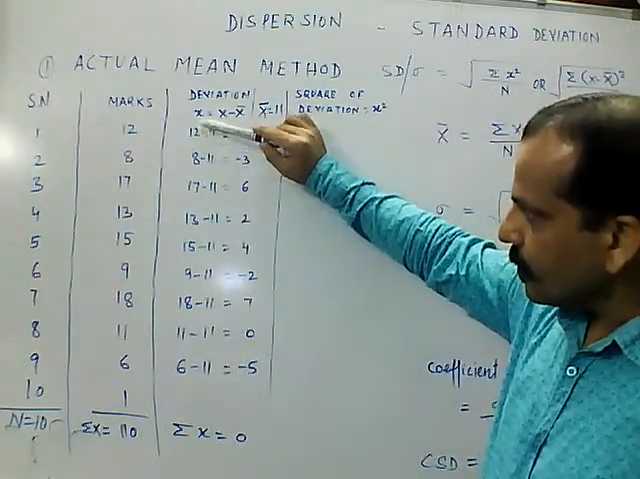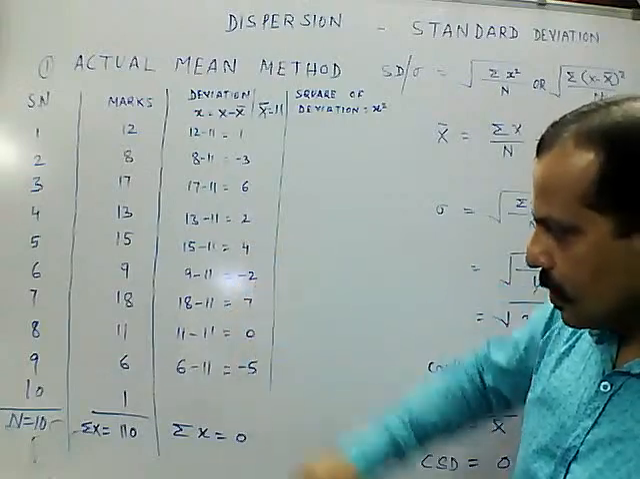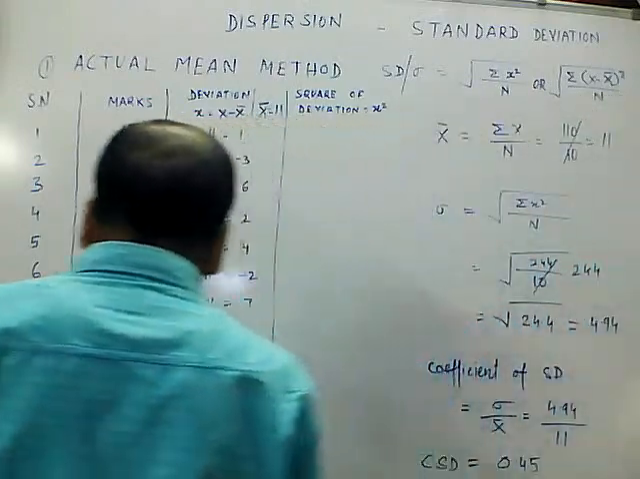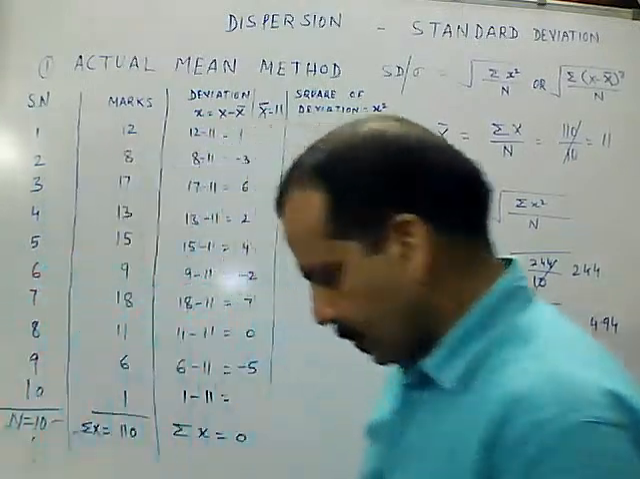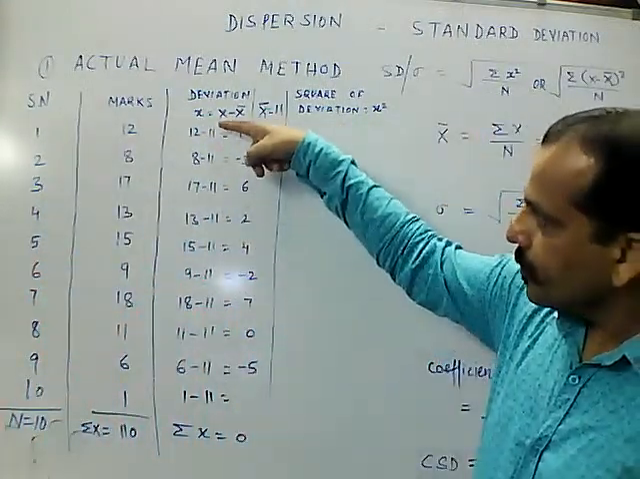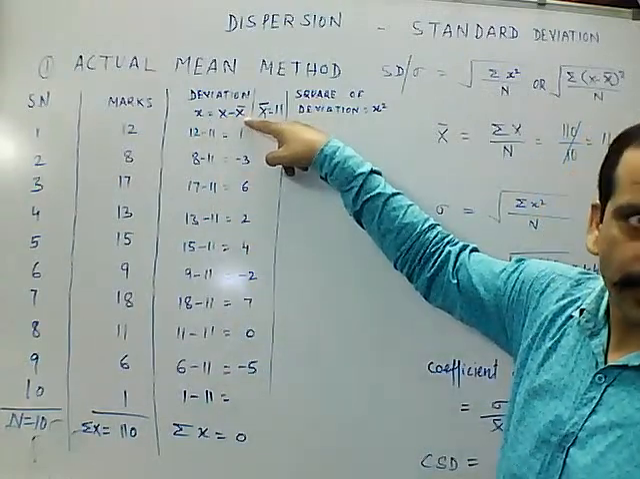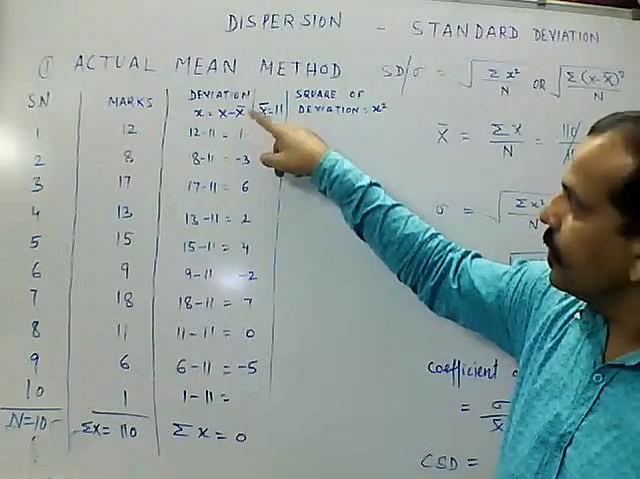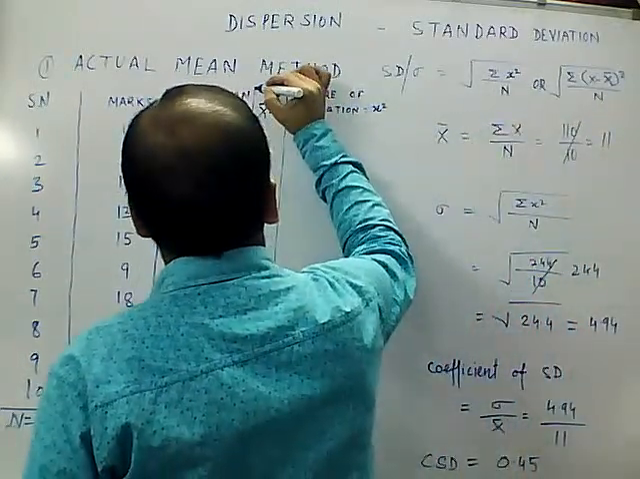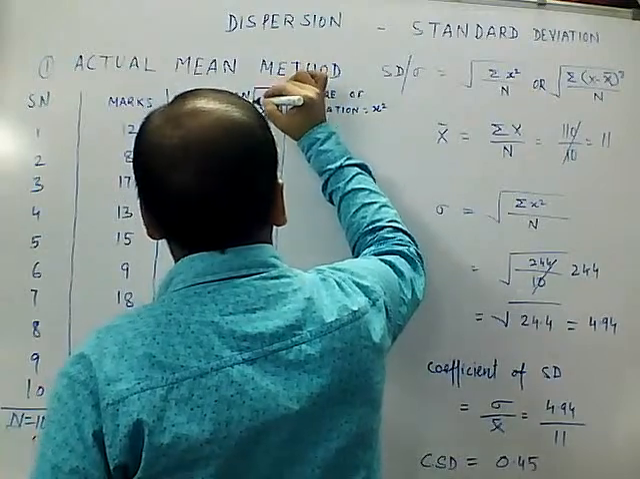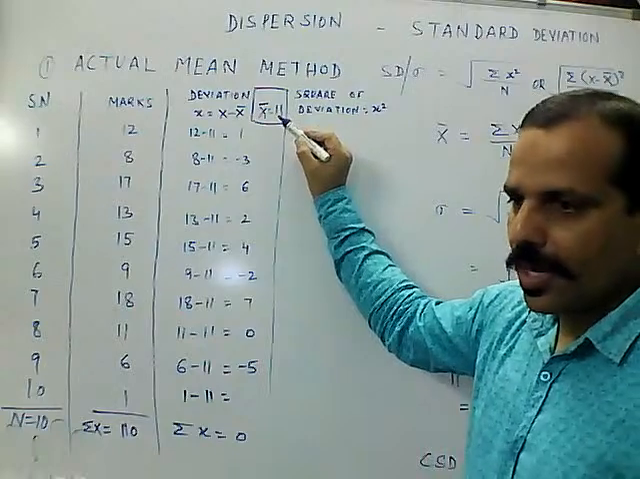So, 12, 8, 17, 13, 15, 9, 18, 11, 6, and here 1. Now minus 11, 11, 11. Why 11? Because here the mean marks are 11. I wrote here also. There is a separate corner for the mean marks, so I wrote the mean marks here, 11.